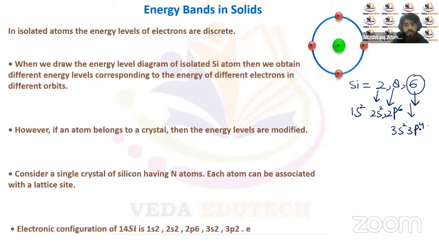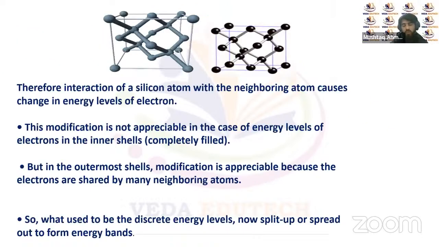So you can see here, if we consider a single crystal of silicon having n number of atoms, each position of an atom in a crystal is what we call a lattice site. And each lattice site interacts with a number of neighboring atoms. Because of that interaction, the energy level of each electron gets split into a number of levels, and we get a band of energies. That's what we call energy bands.